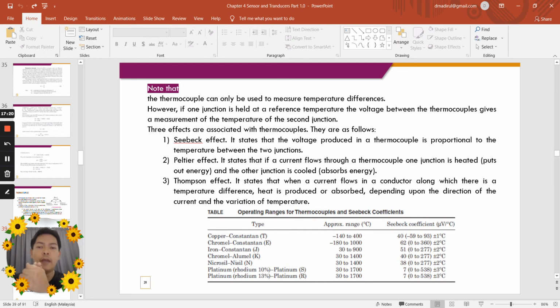Another effect is known as the Thomson effect. It states that when a current flows through a conductor along which there is a temperature difference, heat can be produced or it can be absorbed, depending upon the direction of the current and the variation of the temperature. So according to the Thomson effect, when current flows through, heat can be produced or absorbed. However, it must depend on the direction of the current and the variation of the temperature.